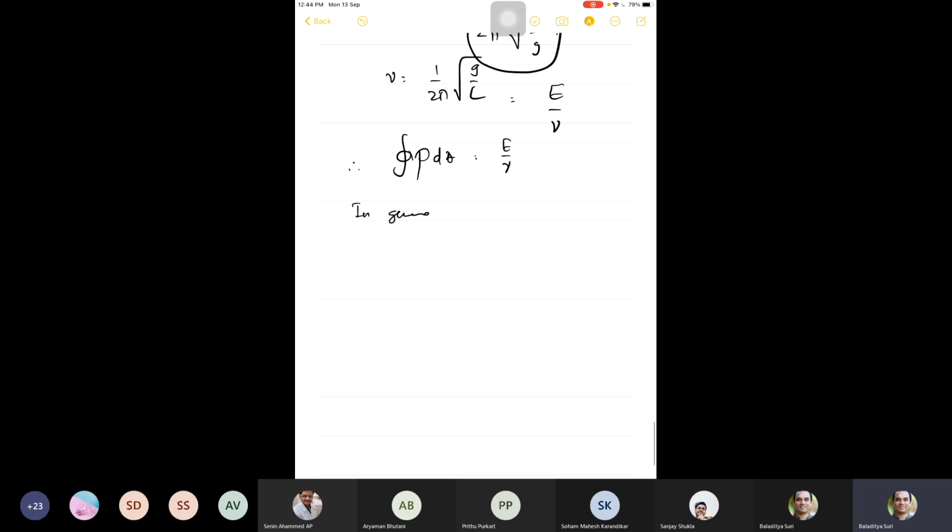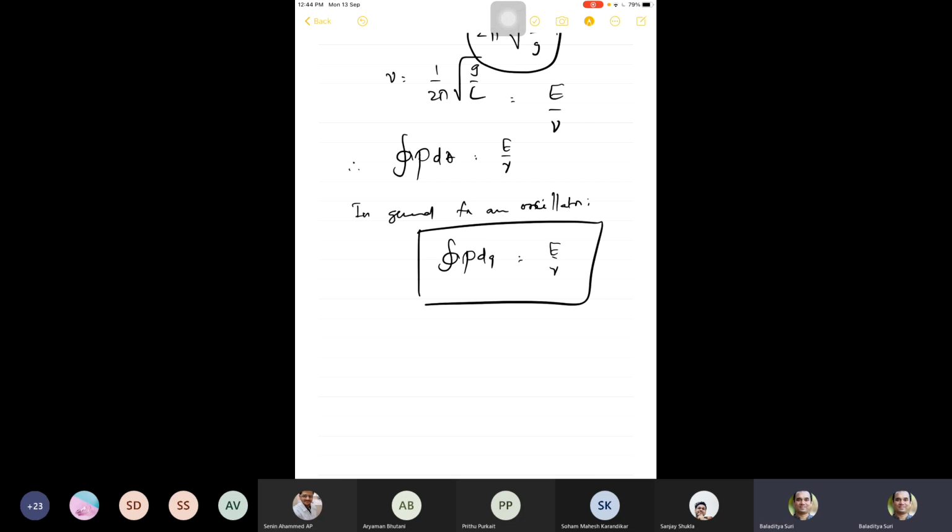In general, for an oscillator, by the same analysis, the integral p dq will be E by nu. So E by nu is an adiabatic invariant, and we derived this earlier using simple Newton's laws and a very nice calculation. But from a classical mechanics perspective, this is a more general phenomenon, and every quantity of the form integral p dq, where q is any coordinate, it can be an angle, it can be a spatial coordinate like the Cartesian coordinates, it doesn't matter. If it's an angle, the corresponding momentum will be an angular momentum. If it's a linear coordinate, then the corresponding momentum will be a linear momentum.